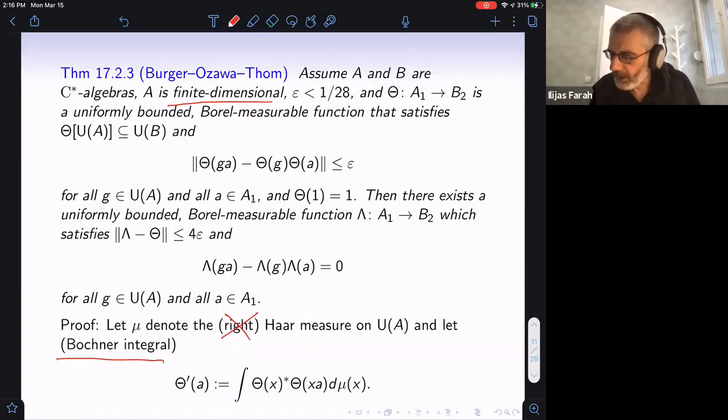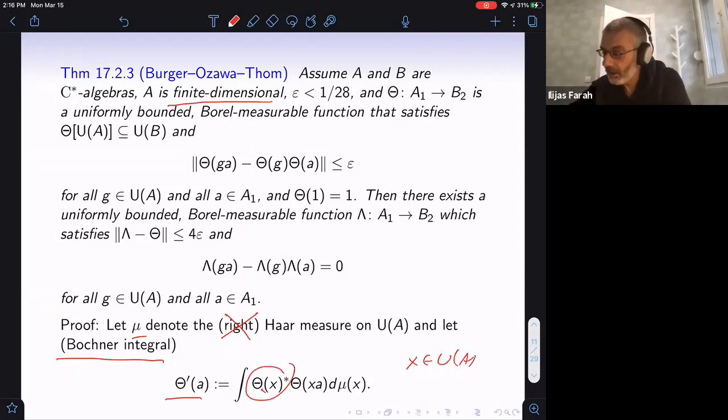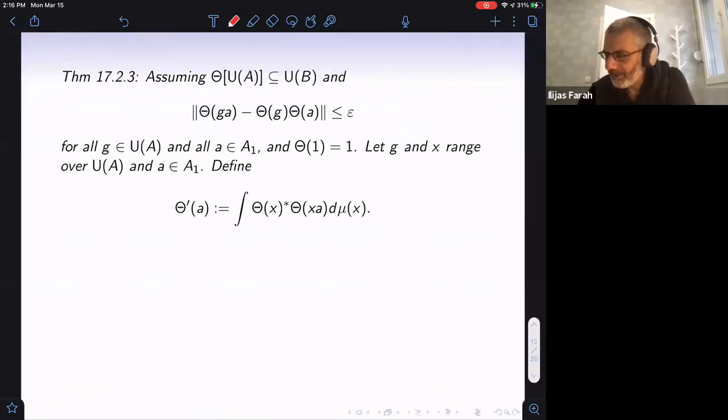All right, so we define theta prime of A to be this. It's the integral of theta(x star) theta(x A) d mu(x), so mu is this Haar measure. Now note here, x is a unitary, so x ranges over unitaries, which means that this is also unitary. Clearly, theta(x star) theta(x A) is supposed to be very close to theta(A), but the point is that this is exactly the formula which does the trick, or rather gets us a little bit closer to the proof.